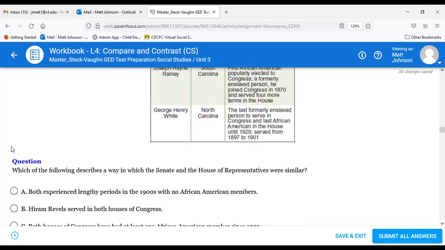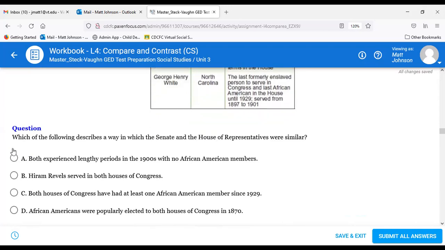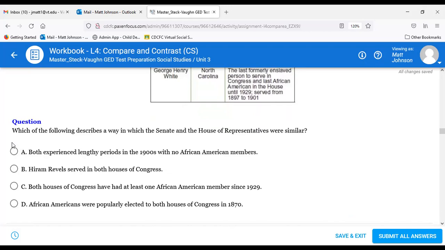Tracy, would you like to read number four? Oh, I'm sorry, not number four, number seven. Which of the following describes a way in which the Senate and the House of Representatives were similar? A, both experienced a lengthy period in the 1900s with no African American members. B, Hiram Revels served in both houses of Congress. C, both houses of Congress have had at least one African American member since 1929. D, African Americans were popularly elected to both houses of Congress in 1870.